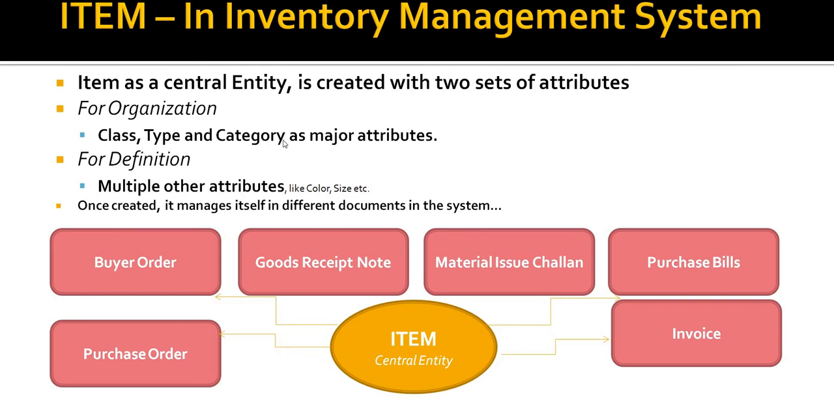The organization actually helps us to organize an item, to find an item and to place it in appropriate sections, categories, types, etc. And the definition set is basically the set of attributes which actually defines an item. Once an item is created, it is carried along with it in every document, whether we put it in buyer orders, GRNs, material issue challans, invoices, purchase orders, etc.